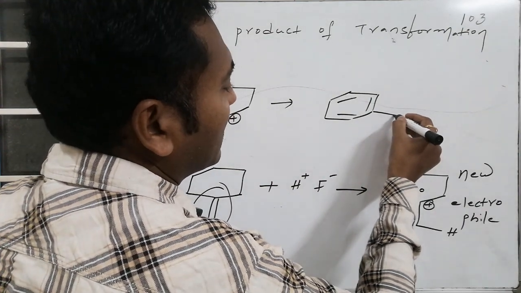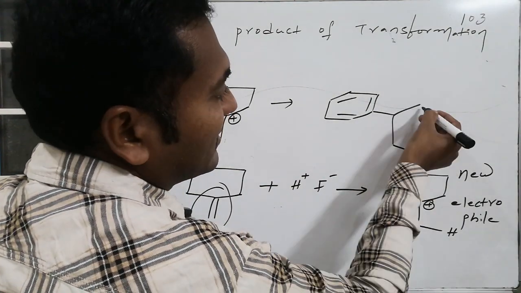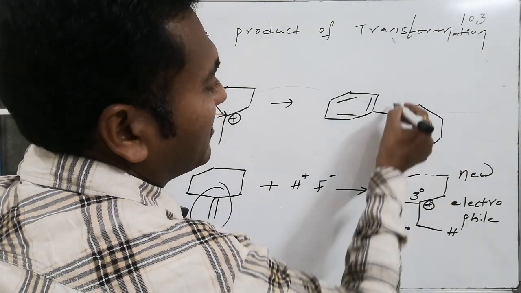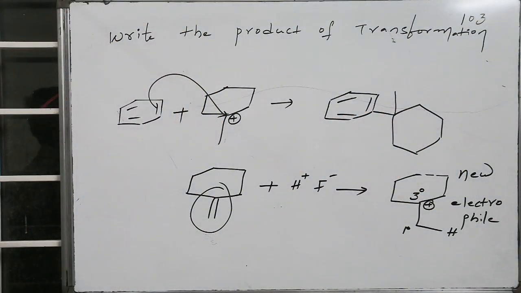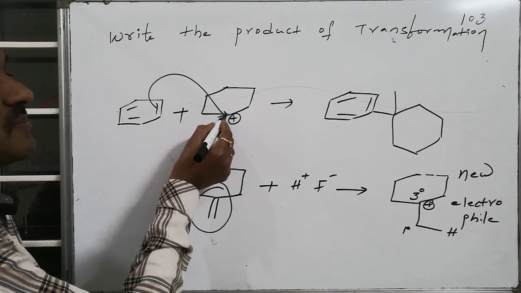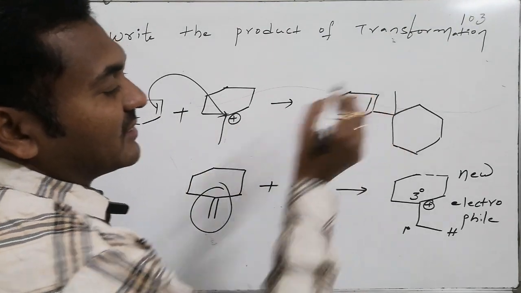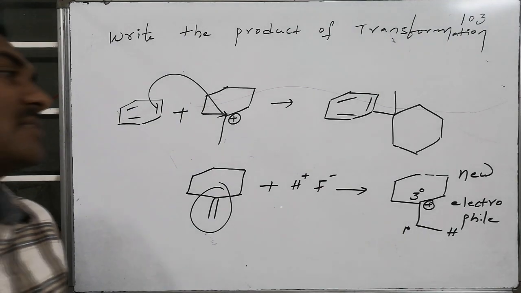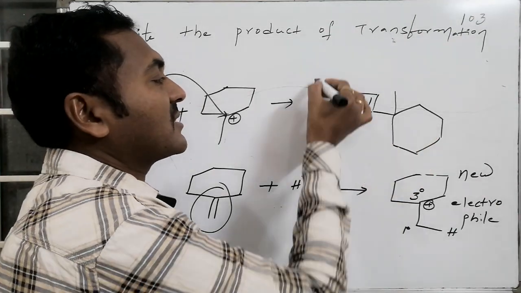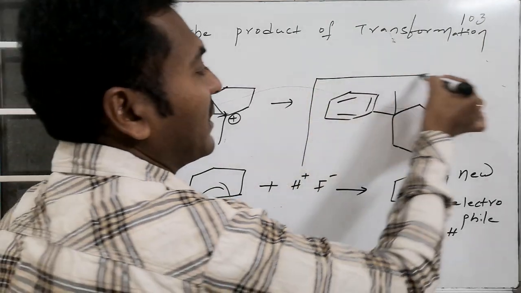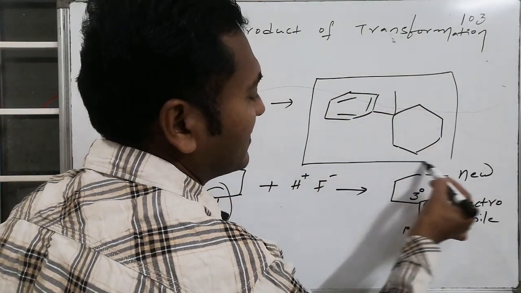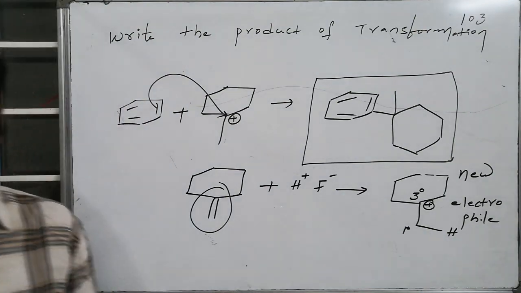As we know, it is a 6-membered ring system. This is a 6-membered ring system having methyl over here. Such substitution takes place. So this is the spot where it got connected. It is a tertiary carbon. Tertiary is the most stable. Thus the final product of the transformation is this one. Once again, I am writing the formed final product in the box. This is the final product of the transformation.